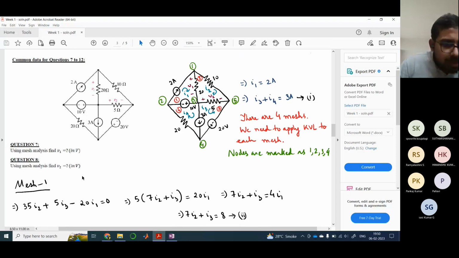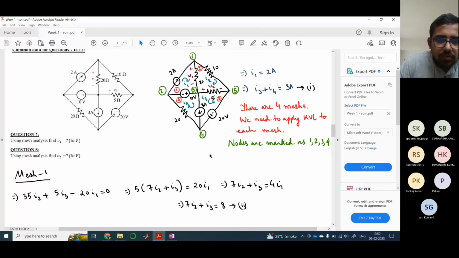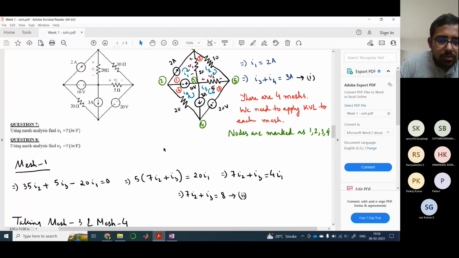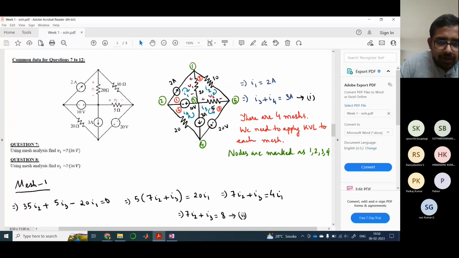Okay, I'm really sorry. This won't be mesh one, this would be mesh two, right? Because there is a voltage source here. This would be mesh two. Since there was no voltage source value, I was very confused why I haven't written this 10 volt. So I'll correct it. I'm very sorry.